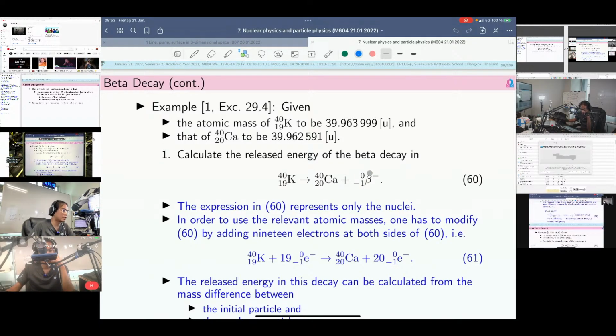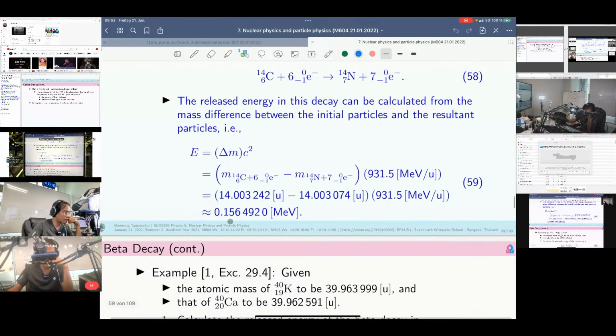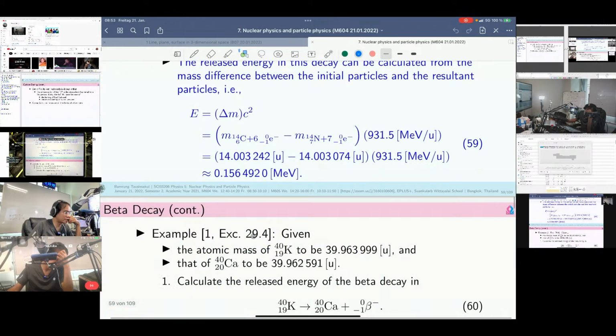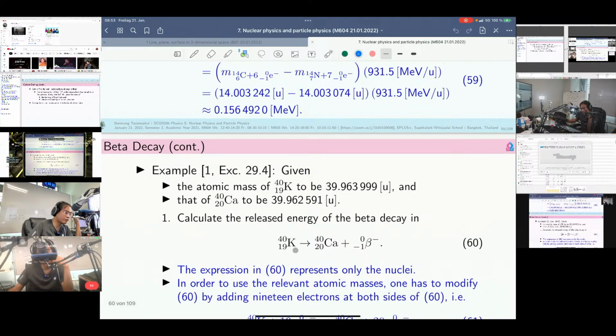This one is taken from book number 1, example 29.4. Well, we consider the potassium 40. Potassium 40 is an isotope of potassium, and the mass is not exactly 40, right? The atomic mass of potassium 40 is 39.9 and so on. Very close to 40 actually, but this is the result from the actual measurement. We need to rely on it, and we cannot say no to that.